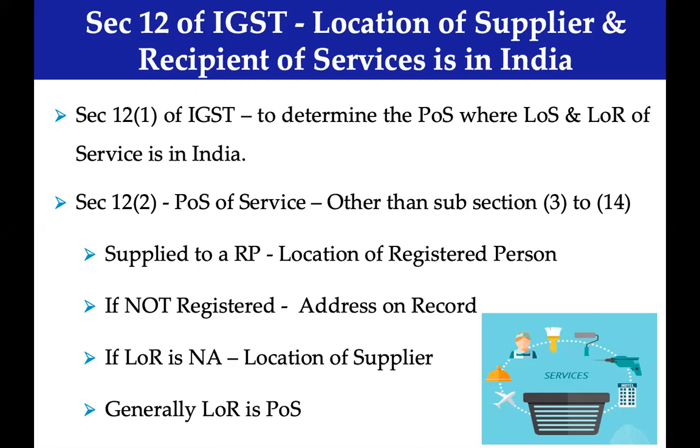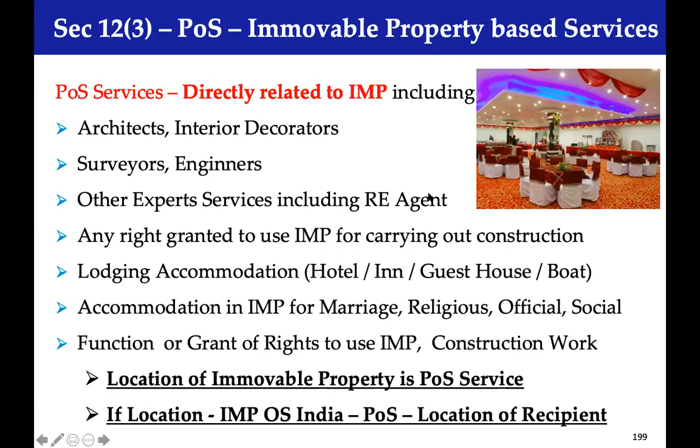If the location of the supplier of service and the location of the recipient of service are both located in the taxable territory, then only will we use section 12. In section 12, we all understood that the general entry, 12 subsection 2, can be referred to if and only if the service is not covered by the specified list of services. What is my specified list of services? We have a complete list of specified services.